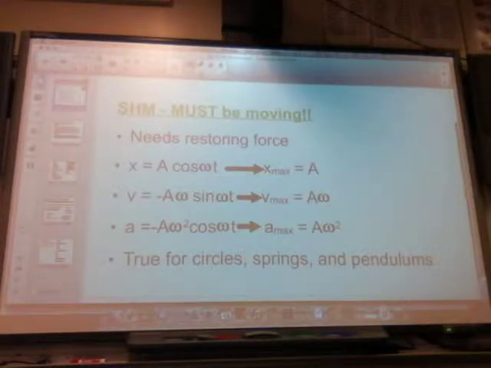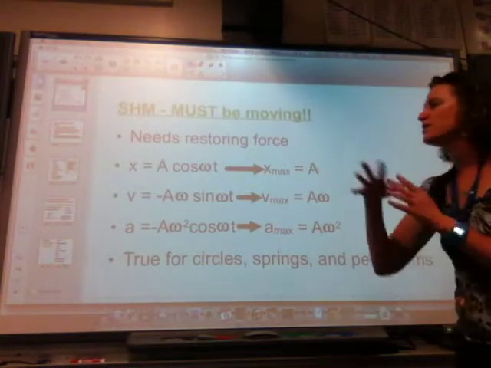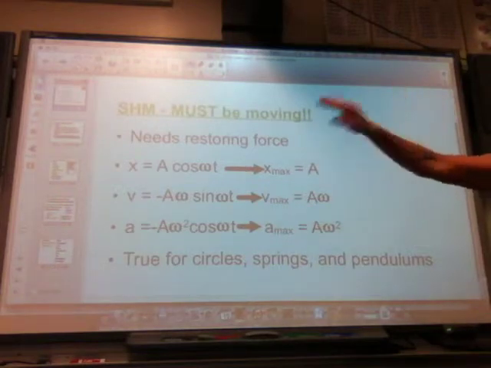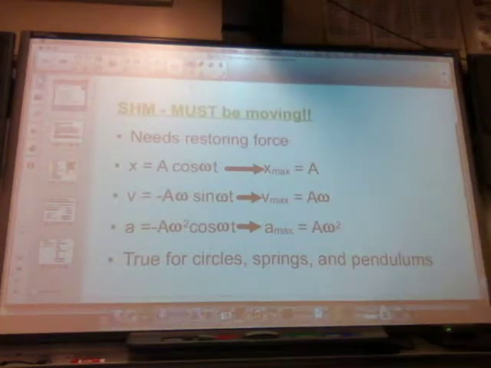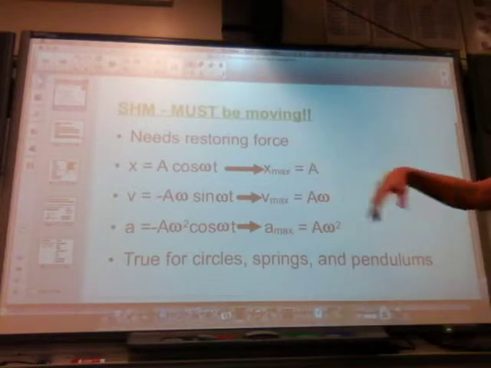So it needs a restoring force. That's why bouncing a ball does not count as simple harmonic motion. Only pendulums, springs, circles, things that are being pulled back to their center. Our basic equations, these ones you do not have to use. These are the ones I think make life so much easier if you can remember them. They're not on your equation sheet, and it's not expected that you know them, but you're allowed to use them because they come from Chapter 8 and 9.